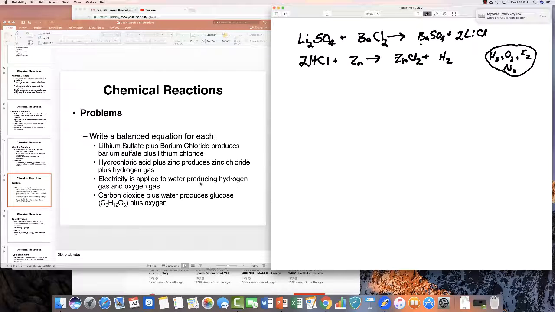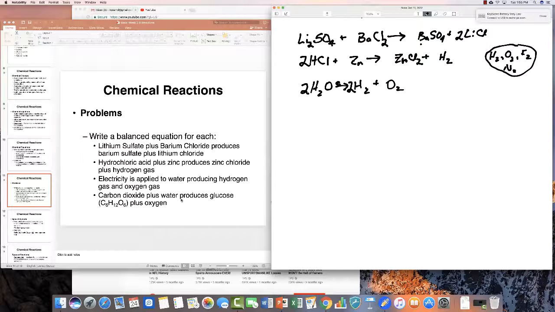The next one says electricity is applied to water, producing hydrogen gas and oxygen gas. Okay, so you start with water and you form hydrogen gas and oxygen gas. You see that you have 2 of these and 2 of these. That's okay, but you only have 1 here and you've got 2 over here, so you need a 2 here. But now that gives you 4 of these, so you have to put a 2 here as well. And now it's balanced. And you can put E right here if you want to represent the electricity that was applied. You don't have to do that.